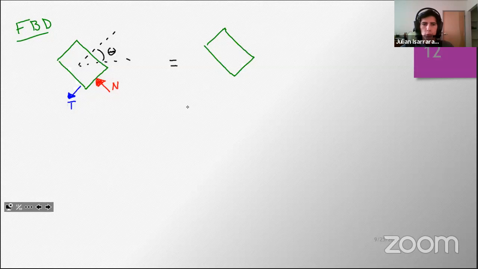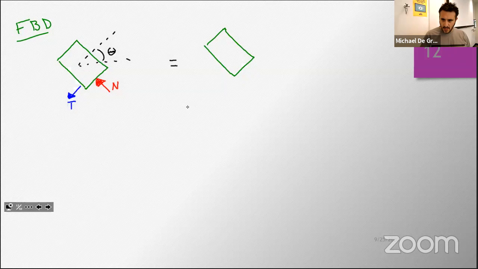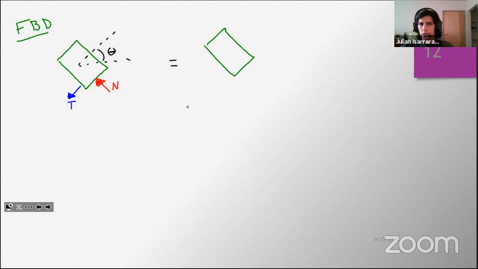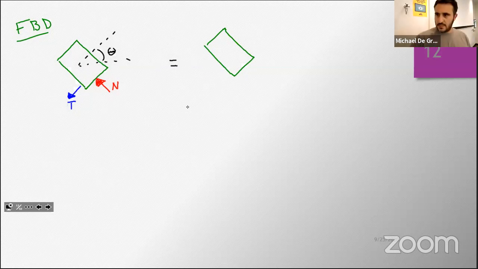Just a normal XY. Do we want to use normal, like it's typical XY? Or we could use the T and N as our coordinate system. So we're gonna use normal tangential, right? Because here's why.